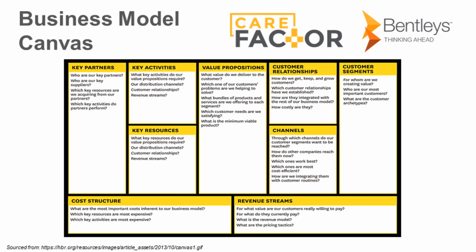Moving through then the channels, what type of relationship do we then have with our customers? How do we get these customers? How do we keep these customers? How do we grow these customers? Which customer relationships have we established already through our journey so far or through other parts of our industry or business? How are they integrated with the rest of our business model? And how costly are the relationships to maintain and serve? As mentioned before, this forms the desirability component of your business model.